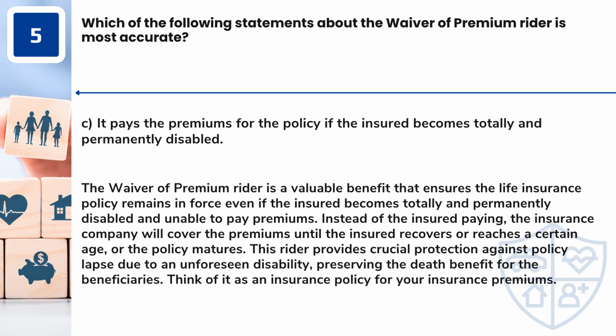Answer: C. It pays the premiums for the policy if the insured becomes totally and permanently disabled. The waiver of premium rider is a valuable benefit that ensures the life insurance policy remains in force even if the insured becomes totally and permanently disabled and unable to pay premiums. Instead of the insured paying, the insurance company will cover the premiums until the insured recovers or reaches a certain age, or the policy matures. This rider provides crucial protection against policy lapse due to an unforeseen disability, preserving the death benefit for the beneficiaries. Think of it as an insurance policy for your insurance premiums.